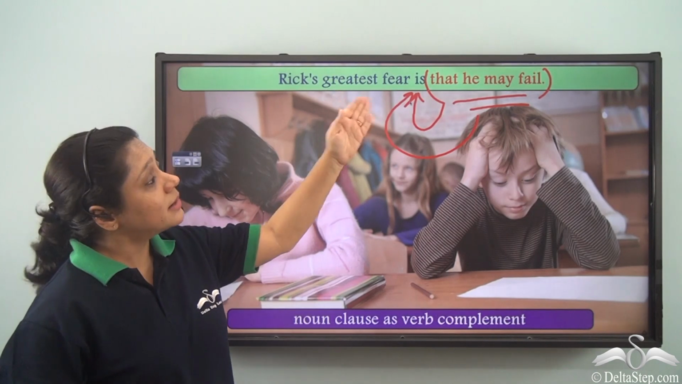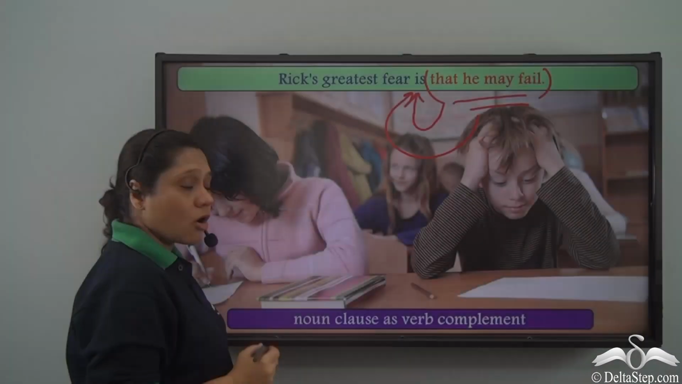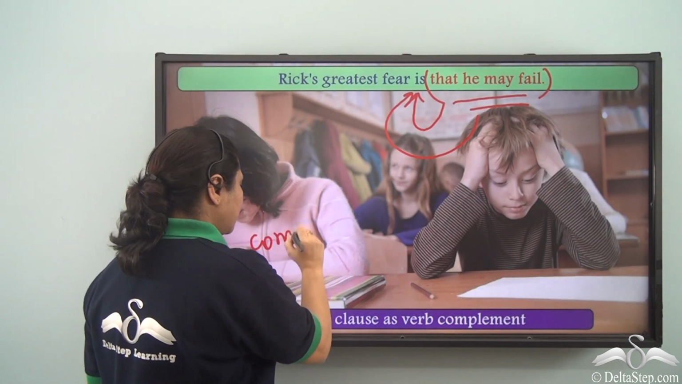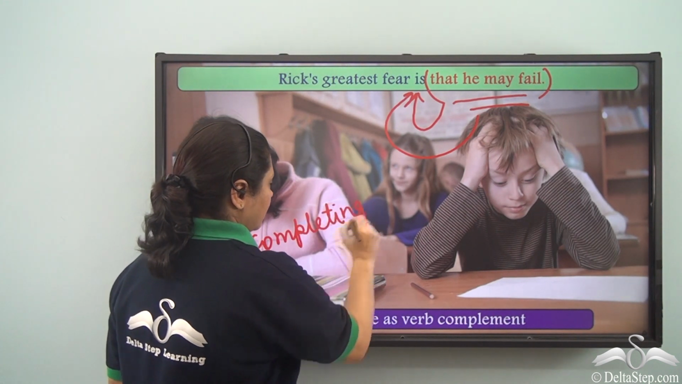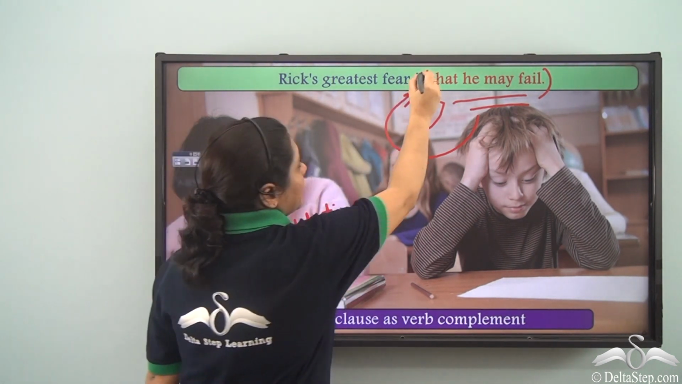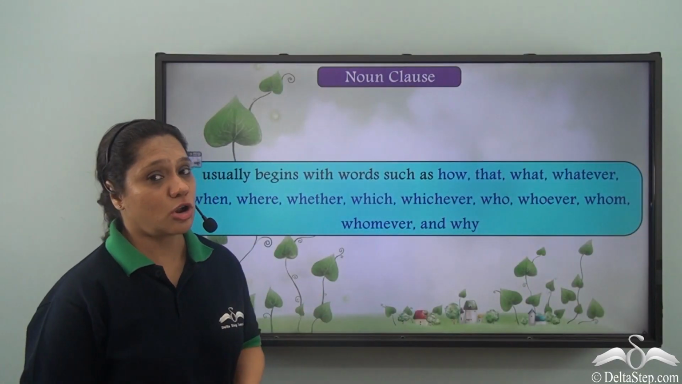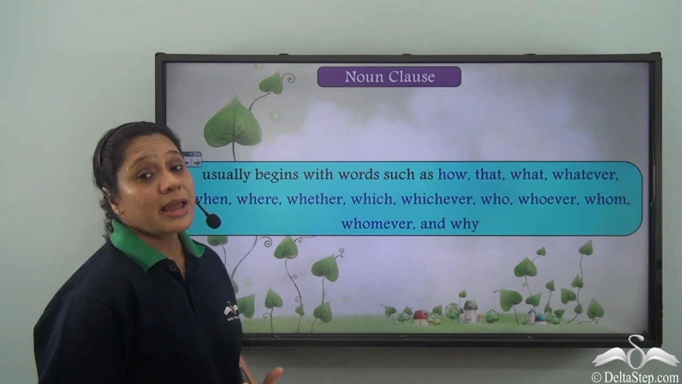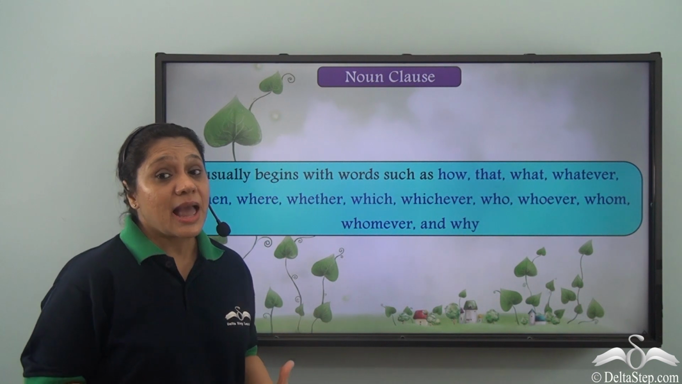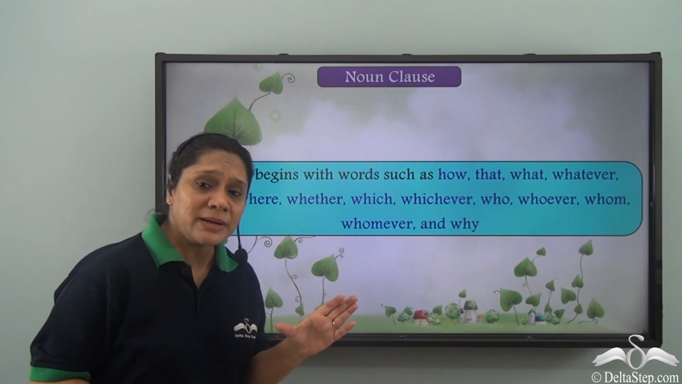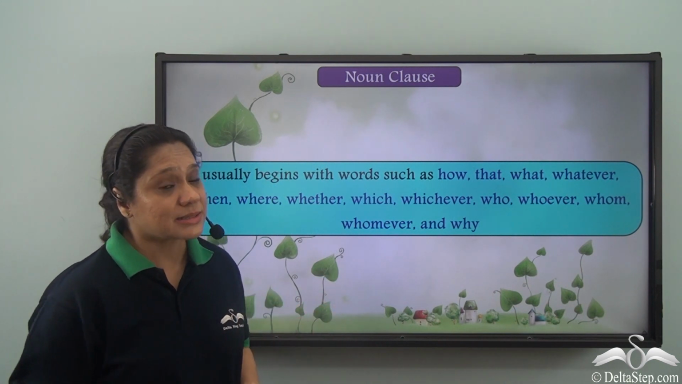So in this case, the noun clause is acting as a verb complement because it is completing the meaning of the verb is. So what is a noun clause? A noun clause is a clause which acts like a noun in a sentence, and sometimes the independent clause is not complete without the noun clause in a sentence.